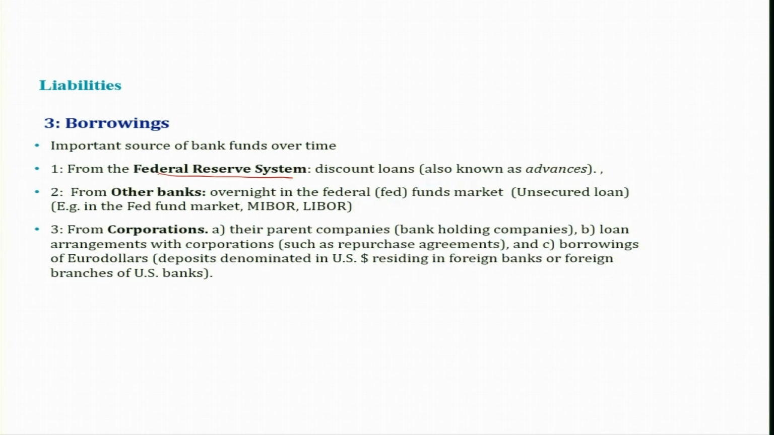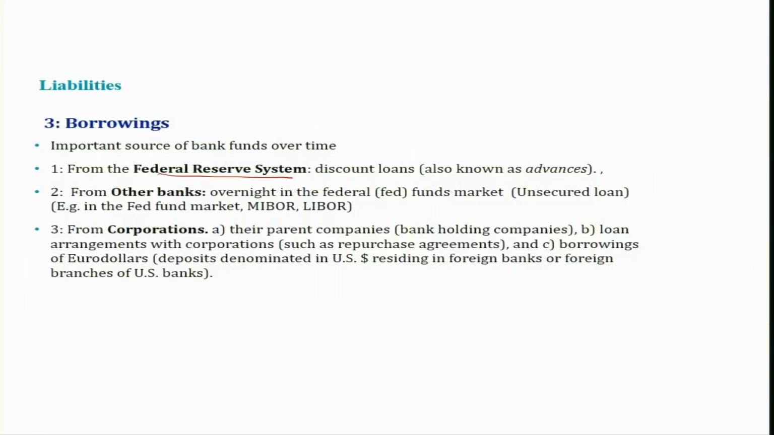The second source of borrowing for the bank is from other banks, mostly short-term borrowing. In order to meet liquidity and reserve requirements, banks borrow from each other. These are overnight loans in the Fed funds market, that means interbank loans, and these are mostly unsecured loans. Examples include borrowing from the Fed funds market, the Mumbai interbank market, Libor, etc. And the third source is corporations.